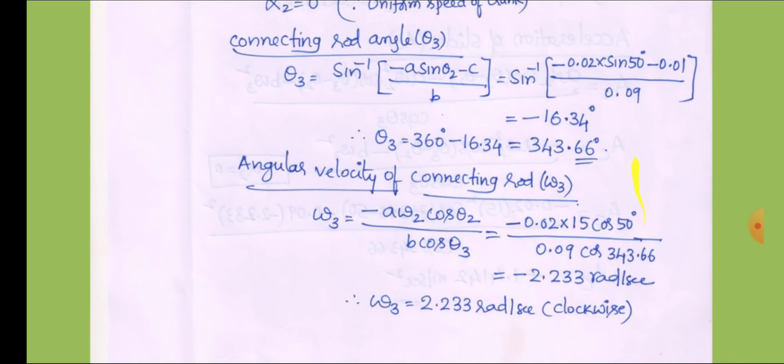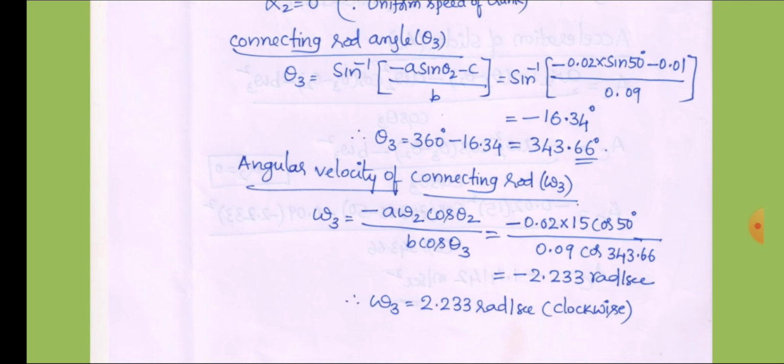Next, go for the velocities. First, the angular velocity of the connecting rod, that is omega 3. So omega 3 from the formula list, whether it is offset or inline, except theta 3, remaining all formulas are the same, whatever I told.